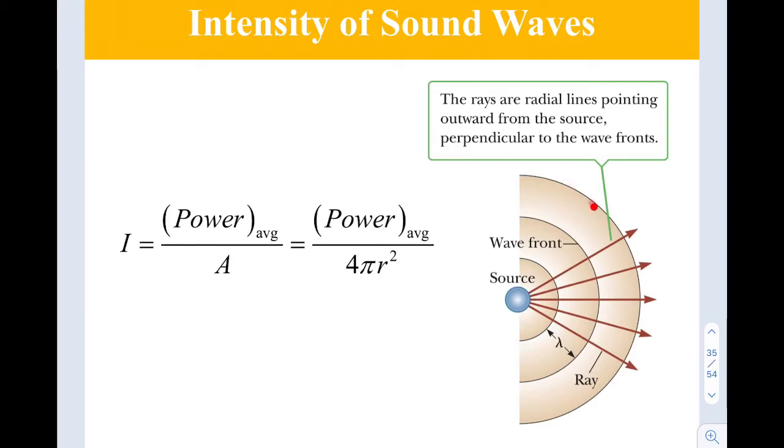Because the sound wave travels radially outward like this, the intensity is equivalent to the average power over area. The area right now is 4 pi r squared, for a sphere, because we have a spherical wave like this.